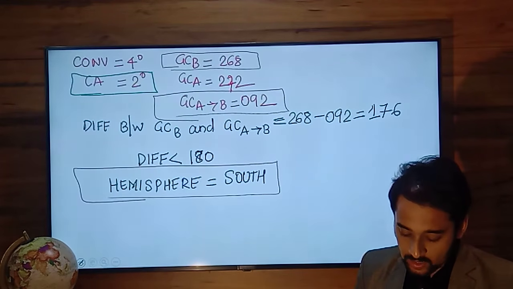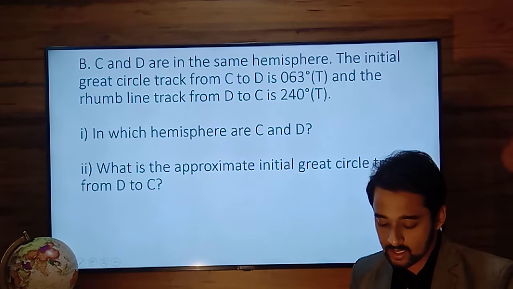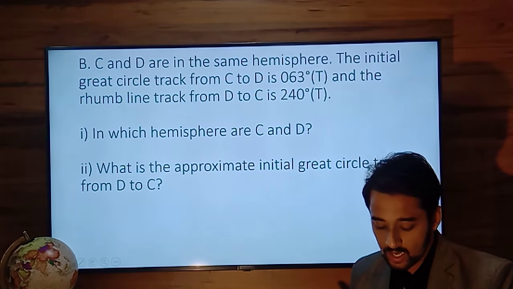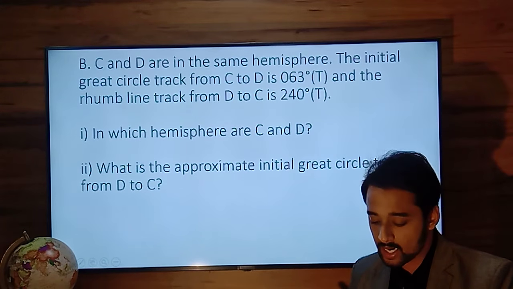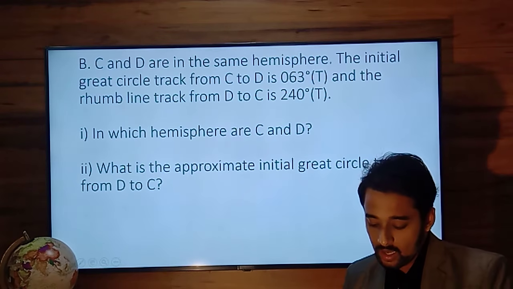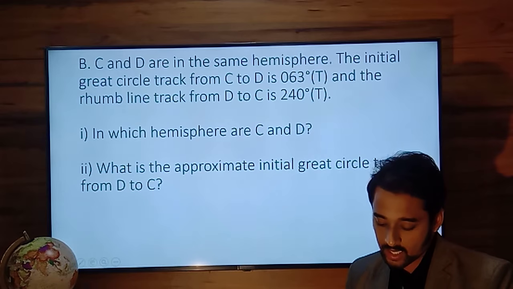Let's go to next question. Charlie and Delta are in the same hemisphere. Great circle track from Charlie to Delta is 063 and rhumb line track from Delta to Charlie is 240. In which hemisphere are they located and what is the great circle track?